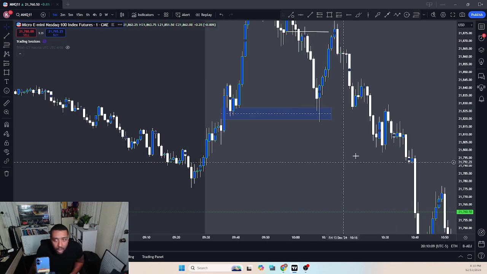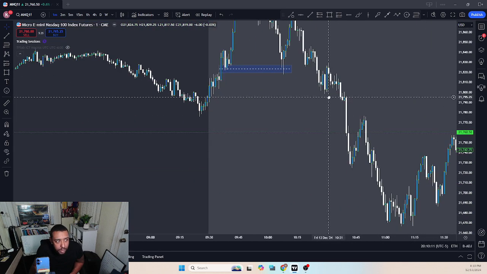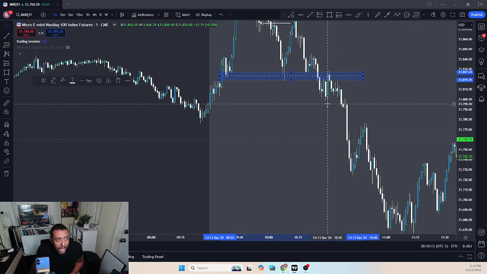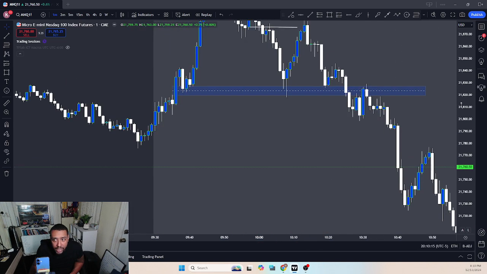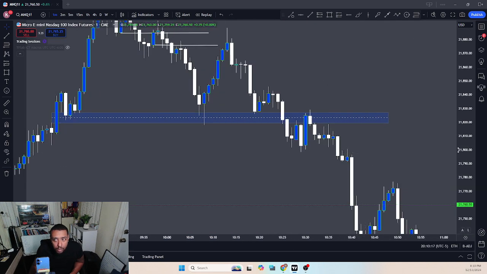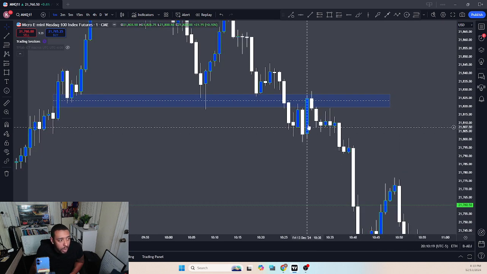That's the key with trading. And after that, look what happens after that. And then look what happened. It used this same zone right here as an inverse. Coupled with the order block. Look.